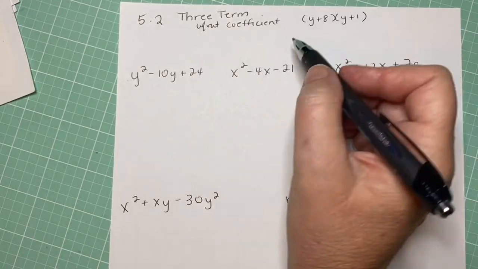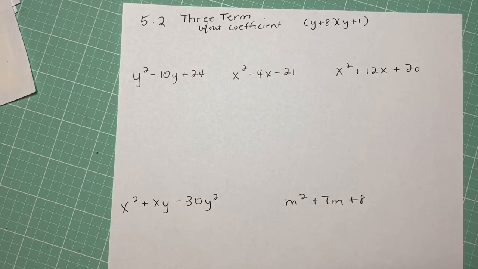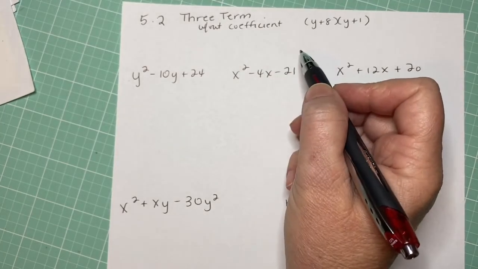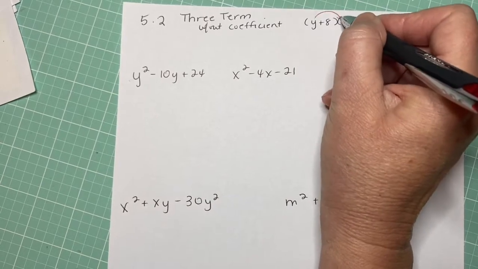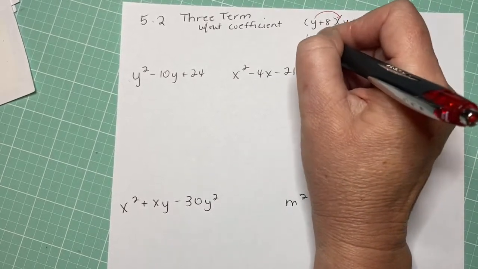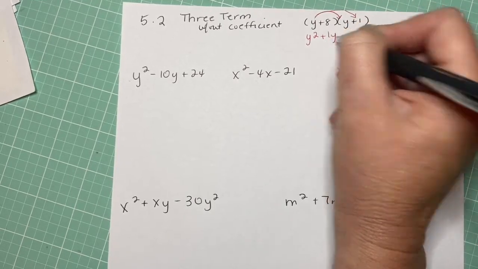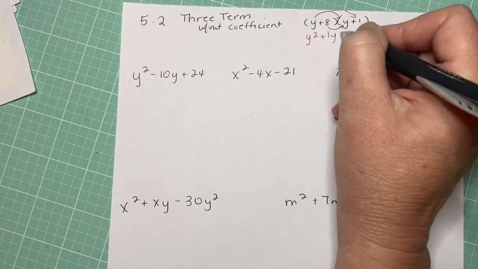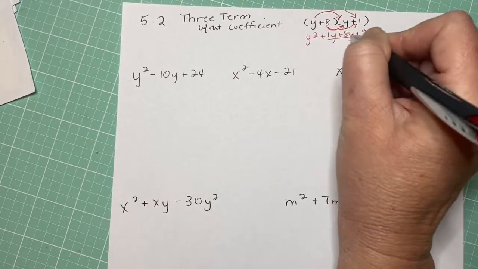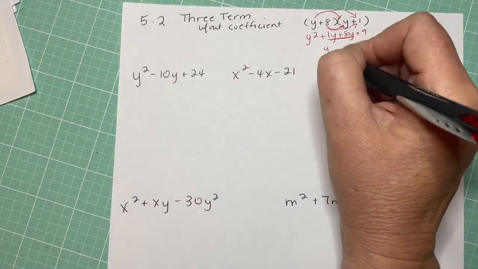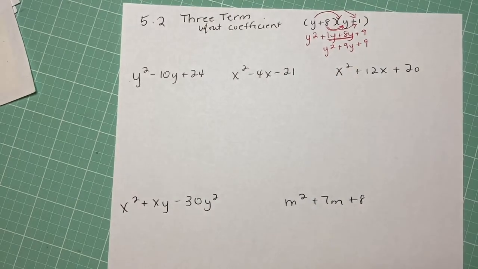Now, before we start these, let's look at where they come from. These come from a multiplication problem like this up here. This is what we did in 4.6, where you multiply this out, or FOIL it, is what some people say. So y times y is y squared. Y times 1 is a positive 1y. And then 8 times y is 8y. And 8 times 1 is 8. And these middle terms added together give you y squared plus 9y plus 8.